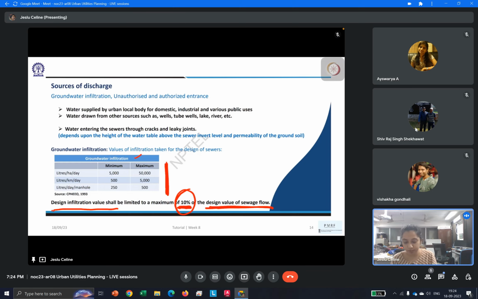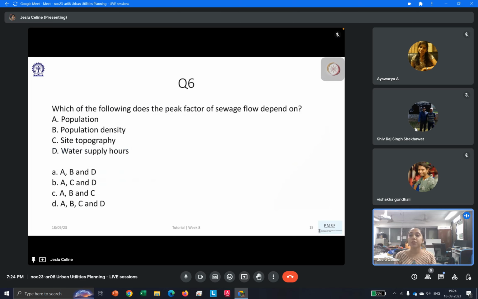Okay, so let's proceed further. Question 6. Which of the following does the peak factor of sewage flow depend upon? A. Population. B. Population density. C. Site topography. D. Water supply hours.